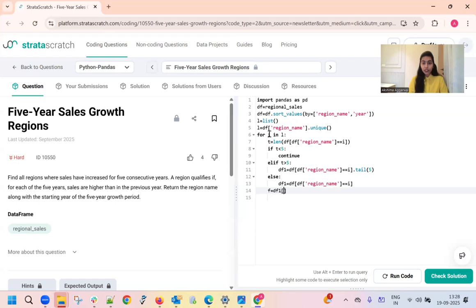So we are going to use the diff function on sales. If there is a continuous positive growth for 5 years in a particular region, then we are going to consider that region for our output. Okay. Now let's use the diff. So here we are going to use the periods as 1.